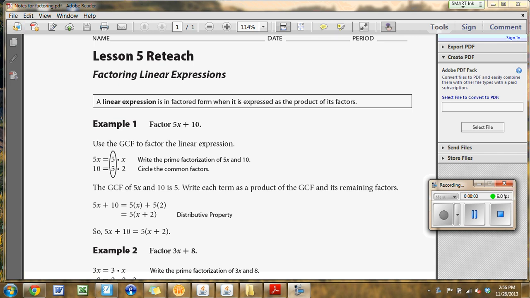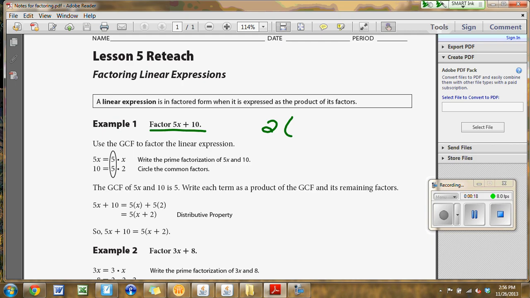Okay, we're going to talk about factoring linear expressions today. So our example here is 5x plus 10. And really, factoring is just the kind of undistributing, or doing the backwards of distributing. So if you think about distributing, if we had a number, well, let's not do 2, we'll do 5. Let's say 5 times x plus 2.